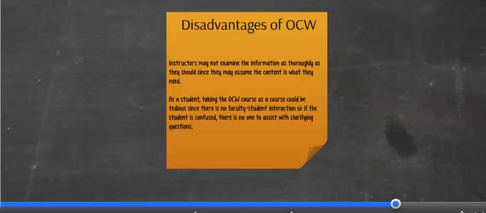And as a student, taking the OCW course as a course itself could be tedious since there is no faculty to student interaction. So if the student is confused, there is no one to assist with clarifying questions. So students, if they do not see a lot of the information and are looking to get clarification, they actually have to go above and beyond, since they will not get it from MIT.